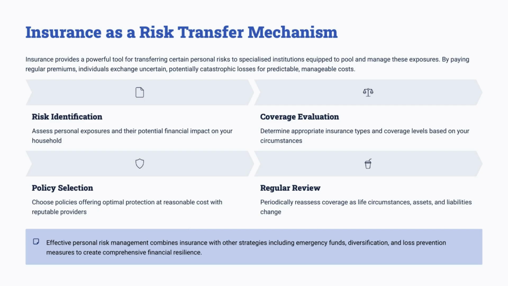Insurance serves as a vital risk transfer mechanism, allowing individuals to shift personal risks to specialized institutions. By paying regular premiums, one can replace uncertain catastrophic losses with predictable costs. Key steps include identifying risks, evaluating coverage needs, selecting suitable policies, and regularly reviewing them. This approach, combined with emergency funds and diversification, ensures financial resilience.